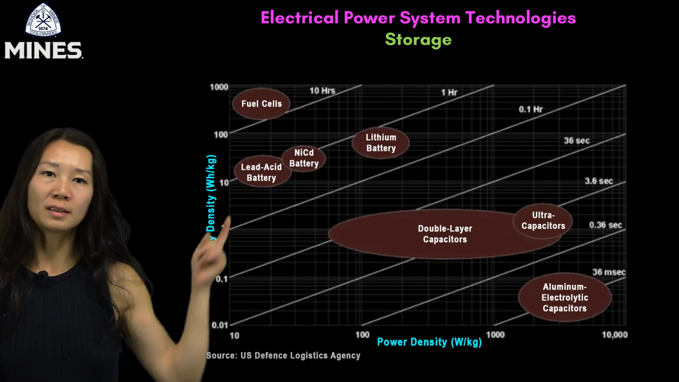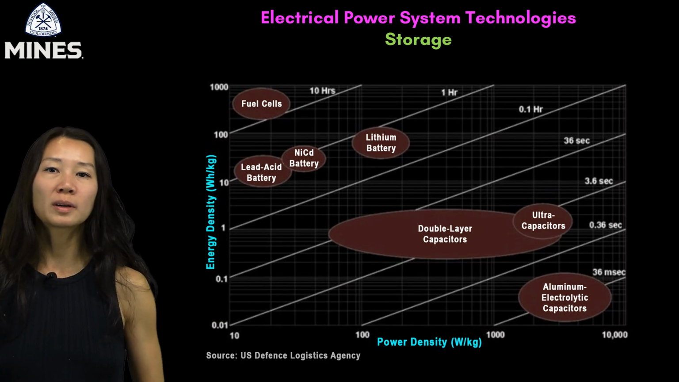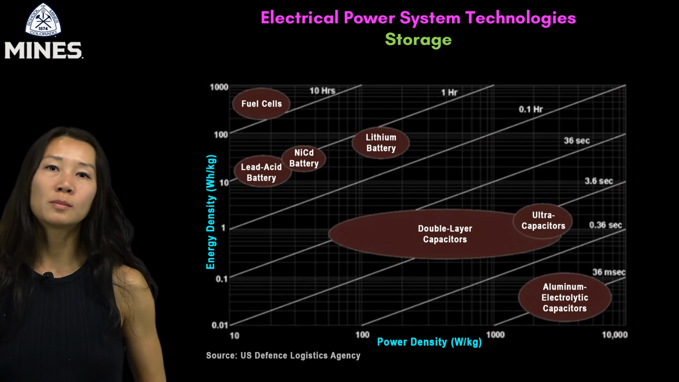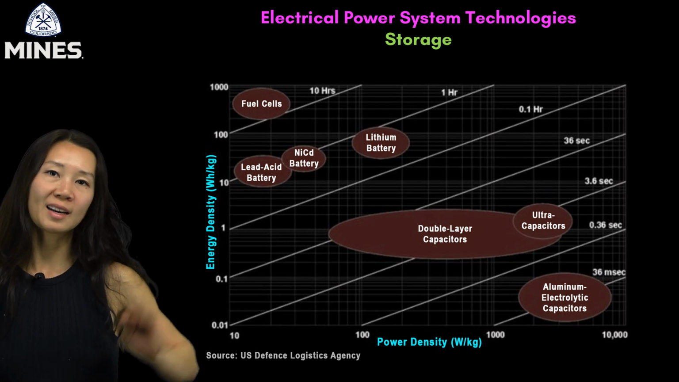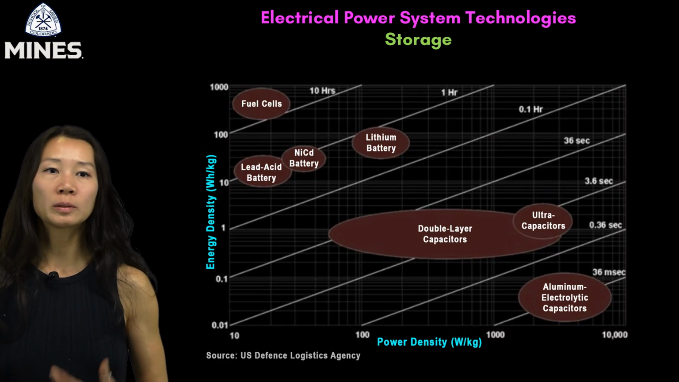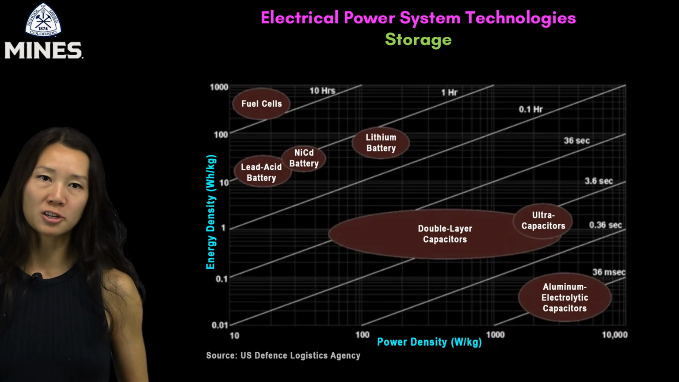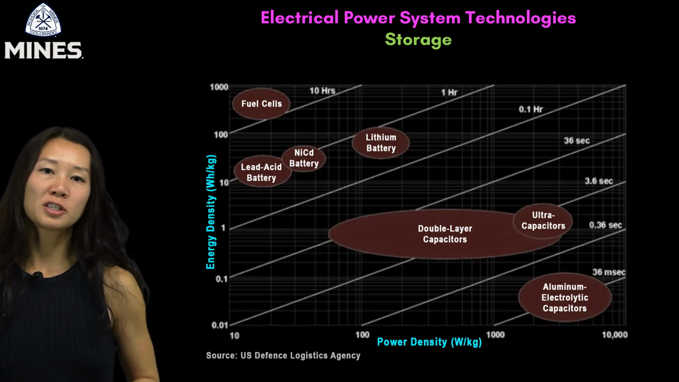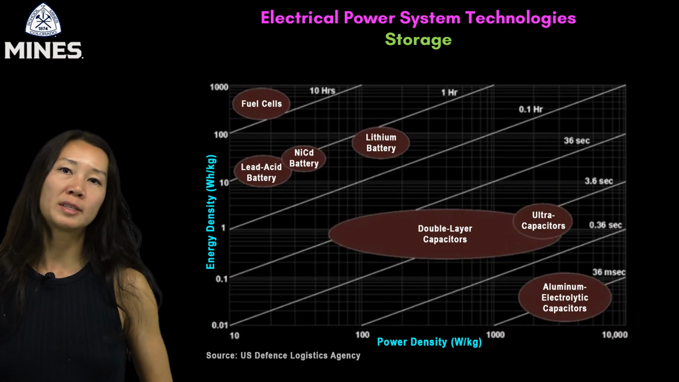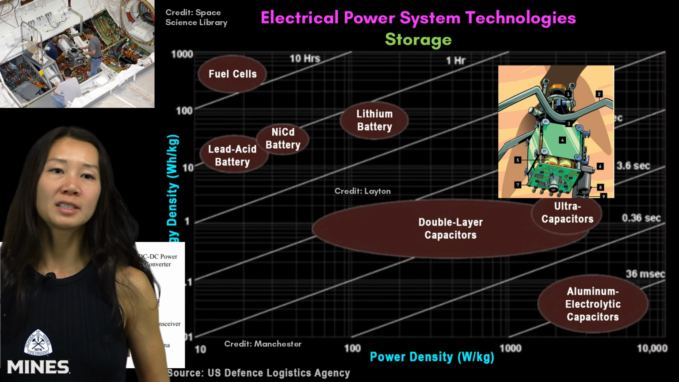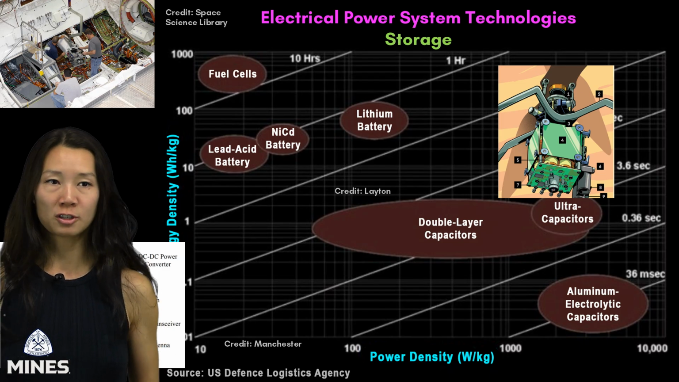For example, fuel cells and lithium batteries store a lot of energy, making them ideal for long missions, but they deliver power more slowly. On the other hand, capacitors, especially ultracapacitors, can discharge energy very quickly but don't hold much total energy. The curved diagonal lines represent discharge time, so technologies farther up to the right are high performance in both energy and power. But as you can see, no single device does it all. Let's look at how different storage technologies map to real space missions.